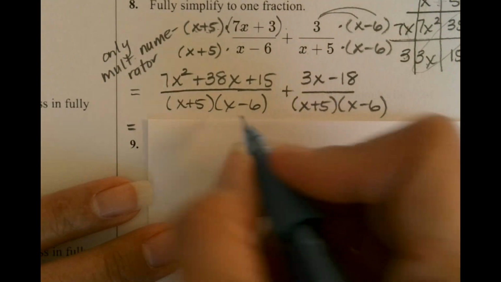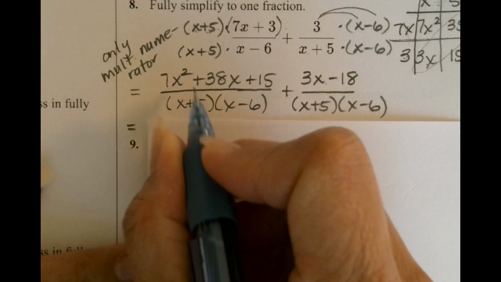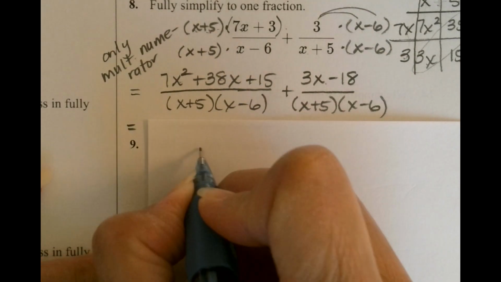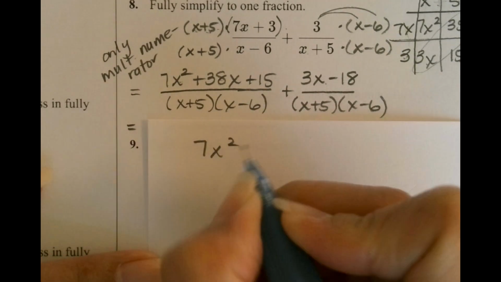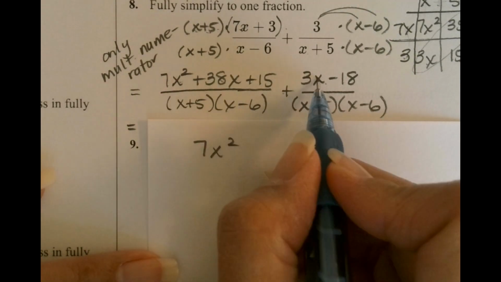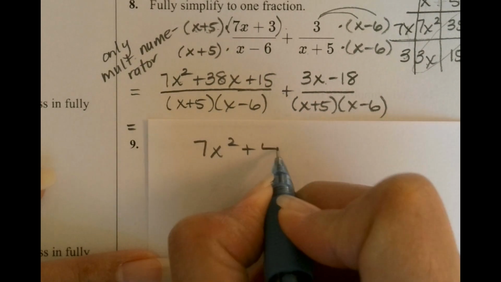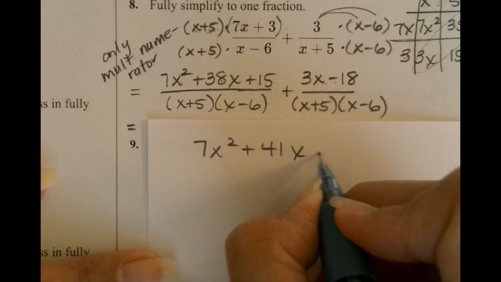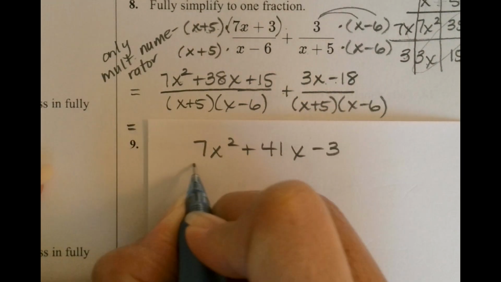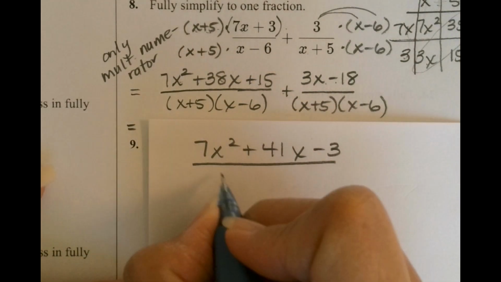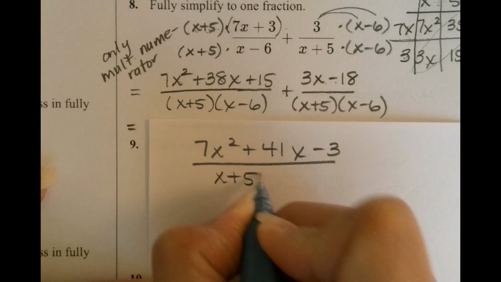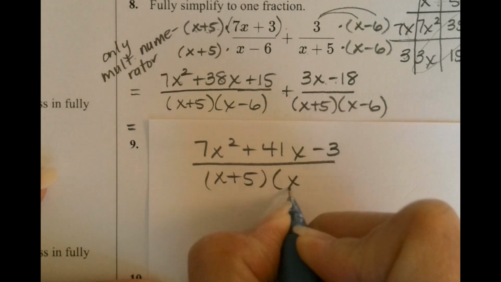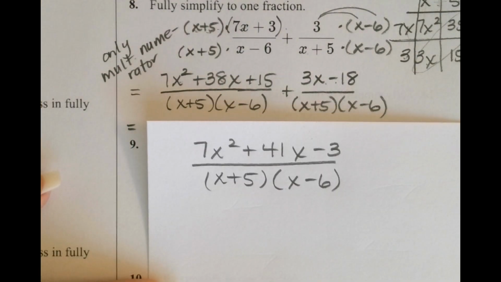All right, so we're going to combine our like terms. 7x squared, there's no others, so we're going to have 7x squared. 38 plus 3 gives me a positive 41x, and then 15 minus 18 gives me a negative 3. Then I have x plus 5 and x minus 6 in the denominator. So I just combine the like terms.